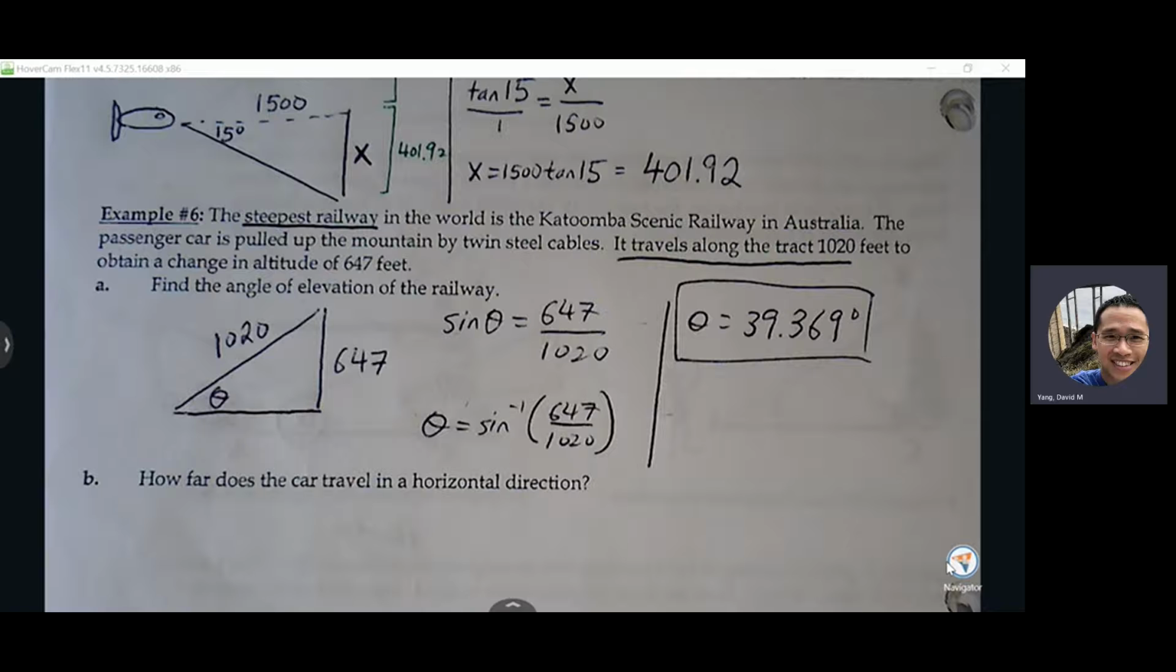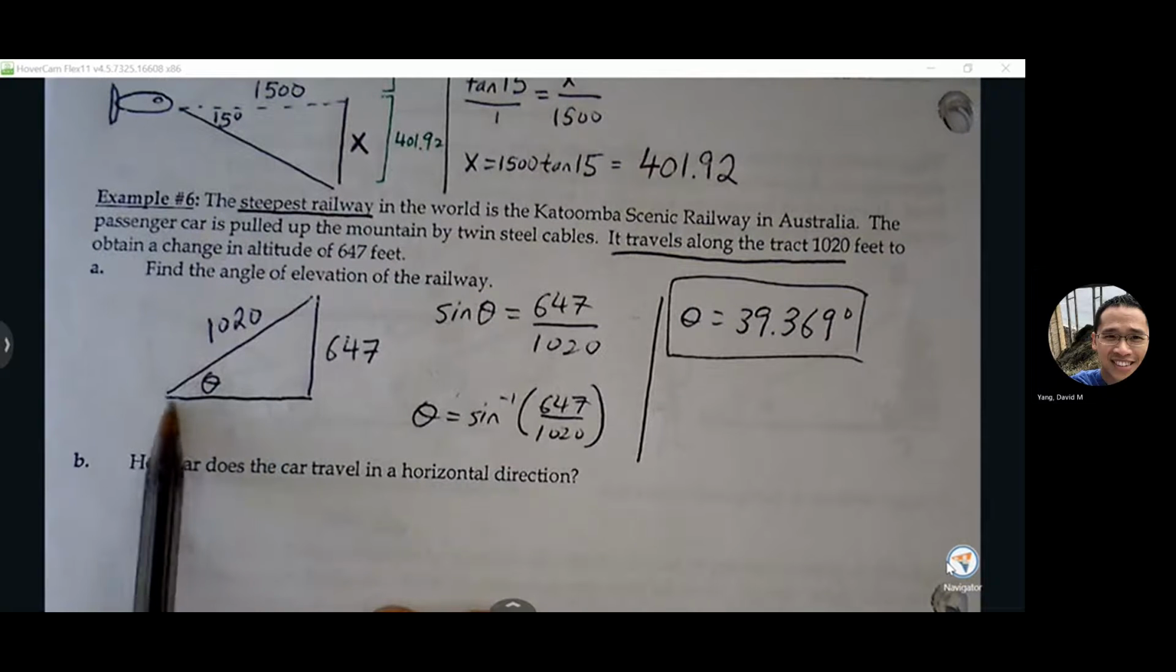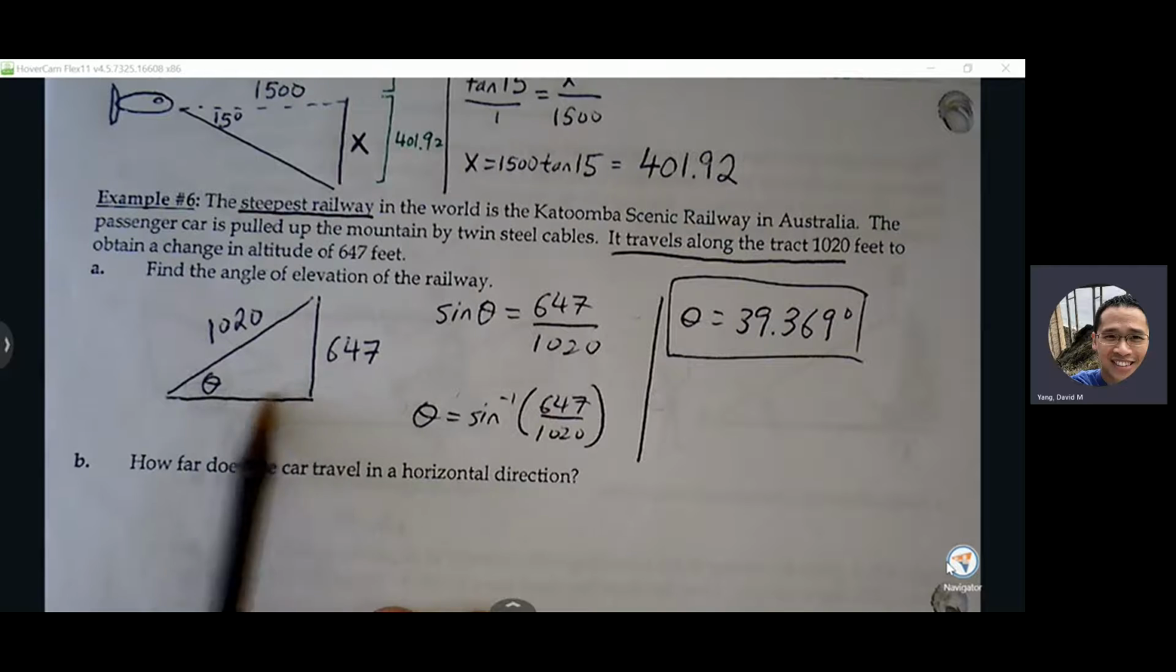Any questions with part A? But now part B, how far does the car travel from a horizontal perspective? So which part of the triangle can we now find? The bottom part. Yeah, the bottom part, right?